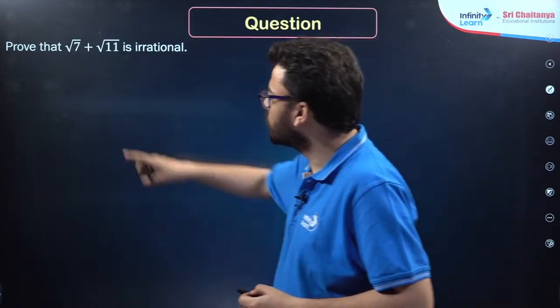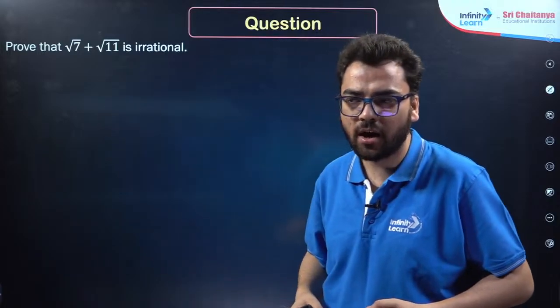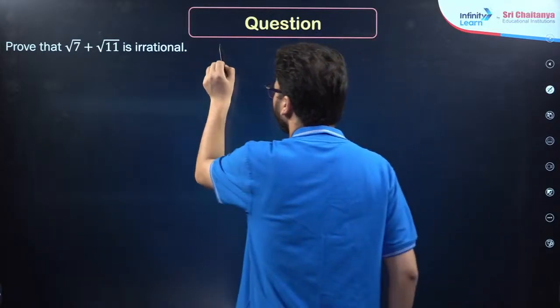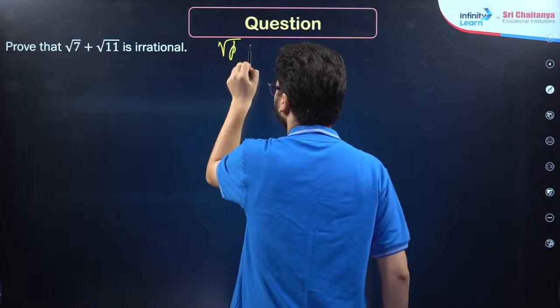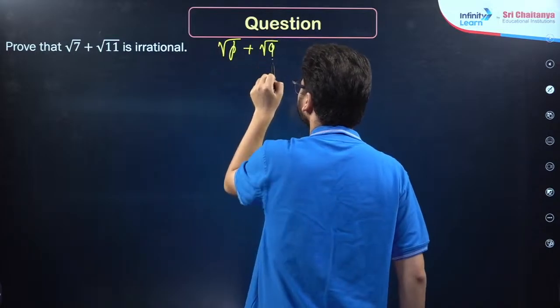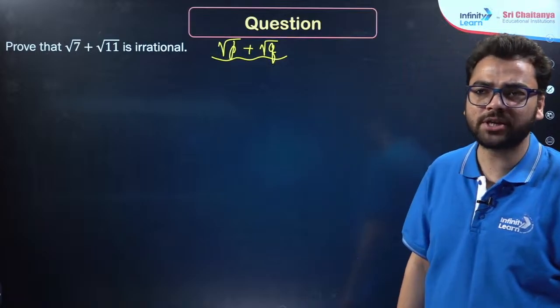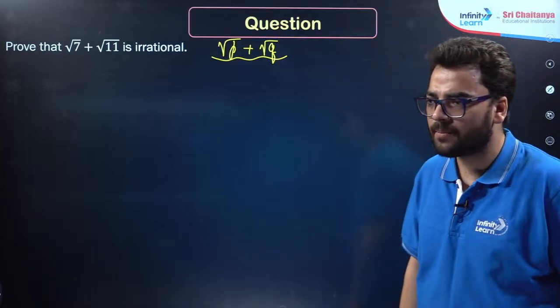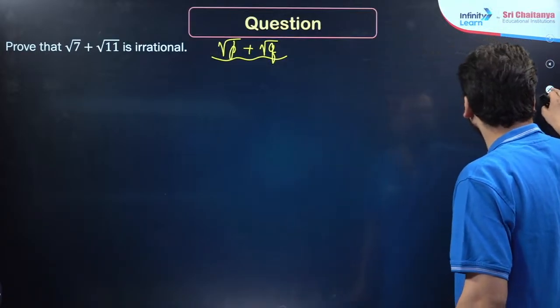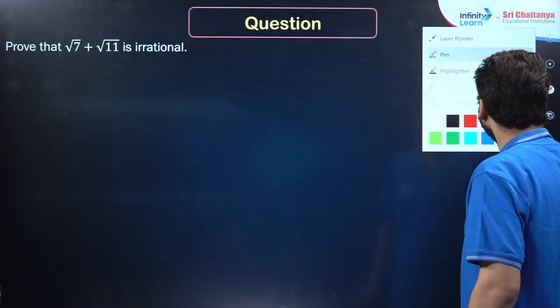Prove that root 7 plus root 11 is irrational, or sometimes they might give you a question like this, prove that square root of p plus square root of q is irrational when p and q are prime numbers. They will give you a question like this as well. It is the same thing, right? Because 7 and 11 over here, they are prime numbers. I hope that one is clear.